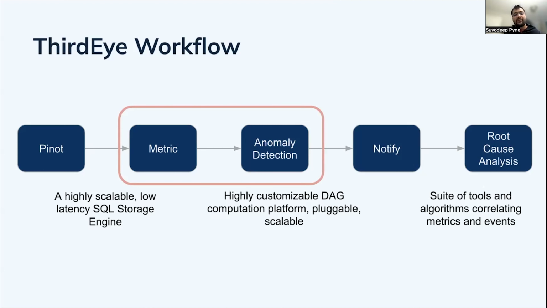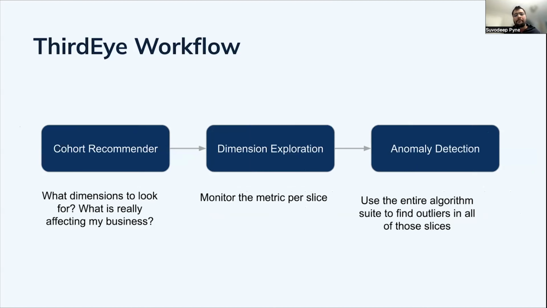Now, focusing on this metric and anomaly detection part, this is something that I have spoken about in a little bit of detail, but I also probably will dive into the cohort recommender a little bit. So dimension exploration gives you the ability to monitor metrics for slices. A cohort recommender is another tool that we offer, and what we are doing is we're trying to figure out what are the things that you want to look at which contribute the maximum to your business. So we are really looking for business impact here.